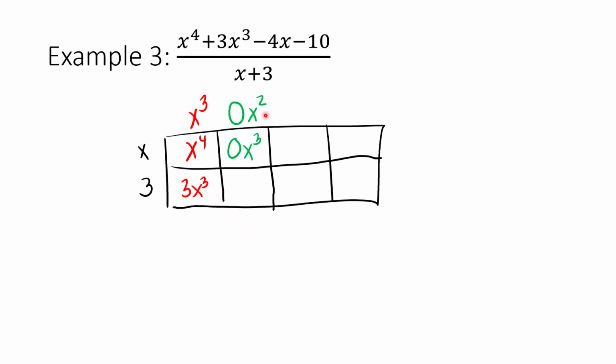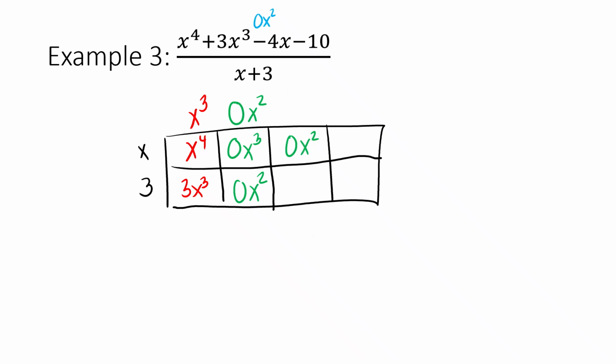So here we have 0x squared times 3. Well, we'll say that is 0x squared. Okay, now I've got 0x squared and I want 0x squared. So this is where we just need to be really mindful that that is a 0x squared right there. So 0x squared plus, well, I guess we'd want 0x squared.